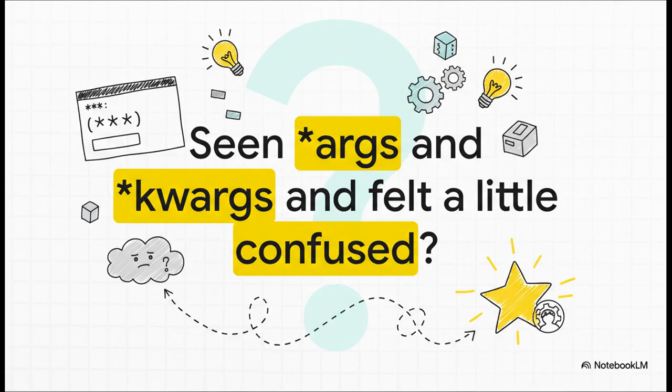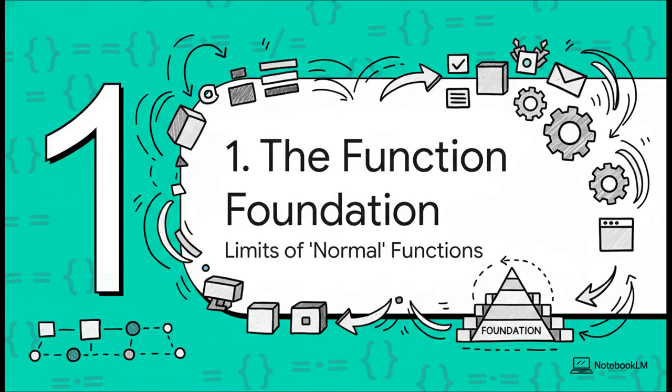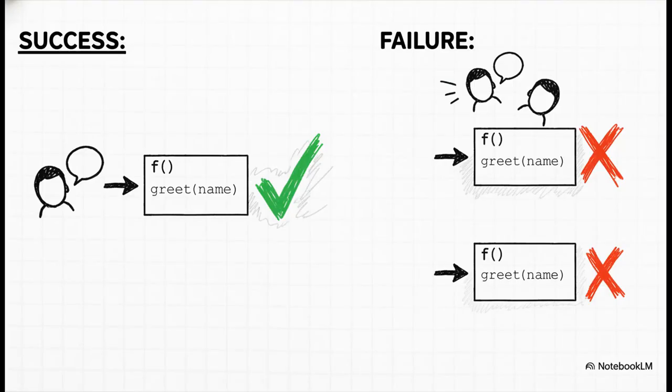I promise. So before we jump into the magic of args and double kwargs, let's take a quick step back to something we're all comfortable with: a normal, everyday Python function. You gotta understand the limits of a regular function to really appreciate why these tools even exist. Okay, look at this super simple greet function. It's built to take exactly one argument, name. Call it with one name, say Atilla, and it works like a charm.